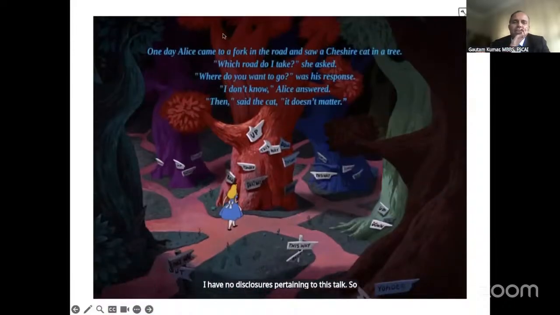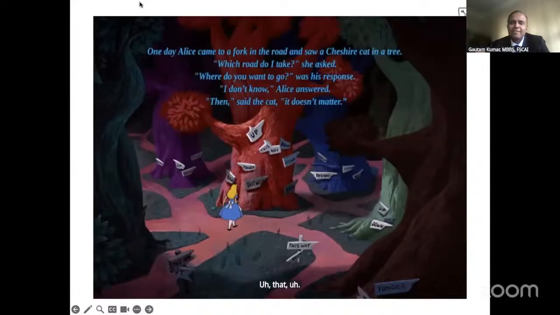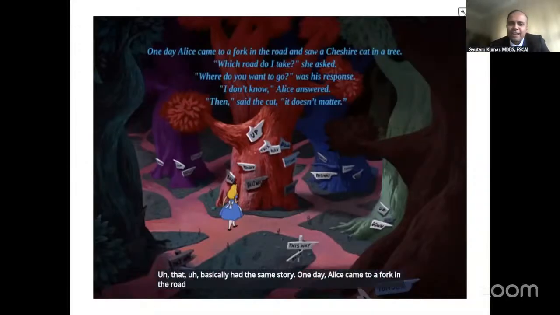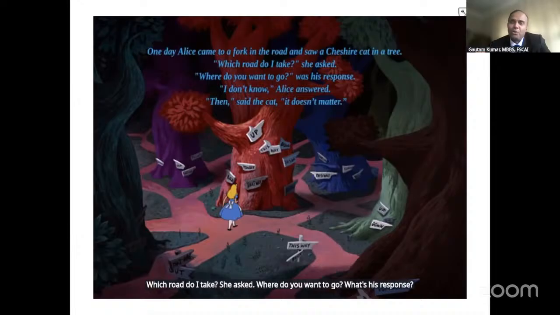So, this reminds me of one of the older EBC position papers that basically had the same story. One day, Alice came to a fork in the road and saw a Cheshire cat in a tree. "Which road do I take?" she asked. "Where do you want to go?" was his response. "I don't know," Alice answered. "Then it doesn't matter." Well, we don't want to be like Alice in this scenario. We want to know where we are going.